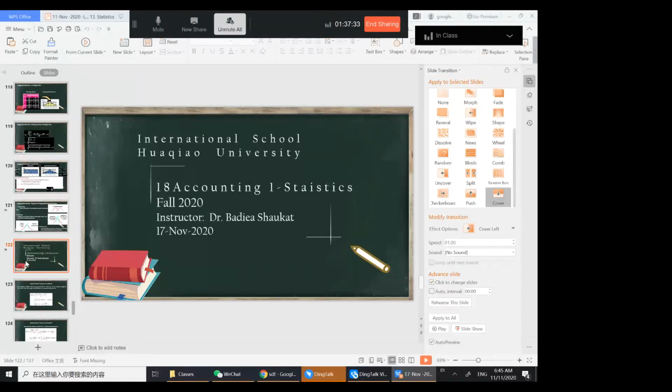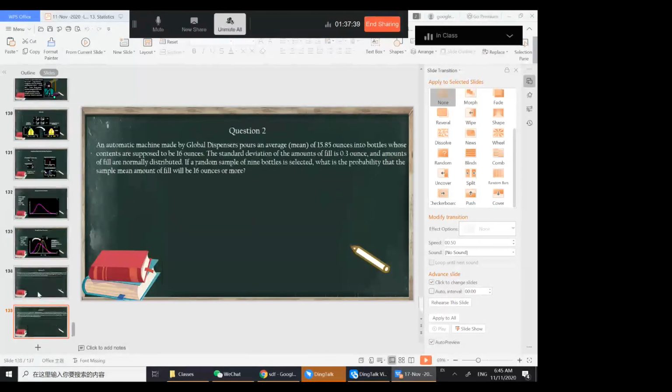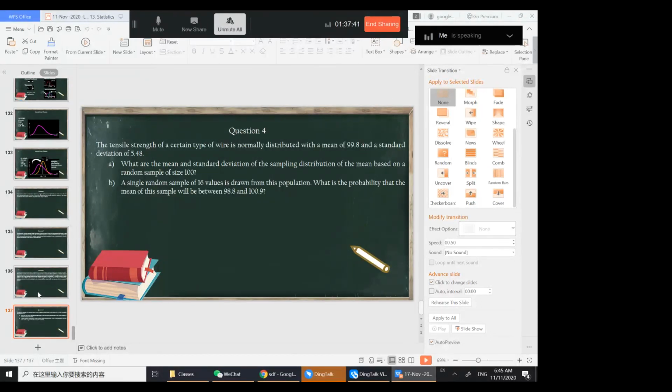All right, so this one we will talk about next class, when we will try to finish this sampling distribution, and we will solve some questions as well.